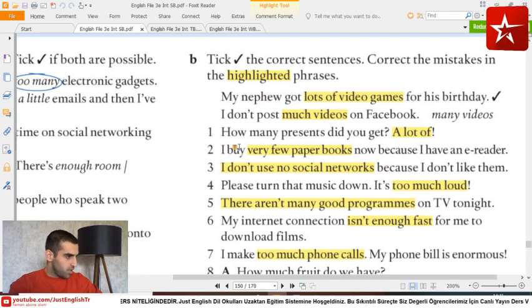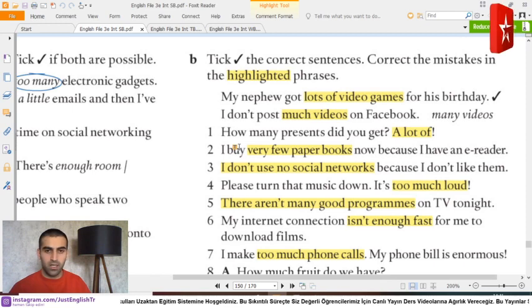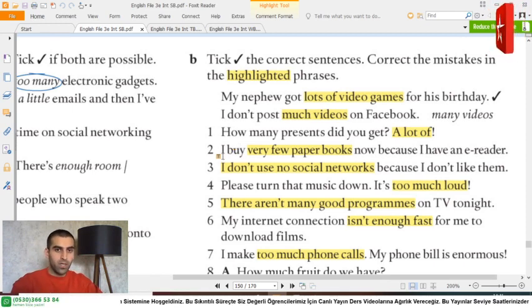Yes, we can use a few, but the meaning is different. We use few with countable, a little we use with uncountable noun. Yes, Mustafa, Zihat Aktaş, thank you. Thanks so much for your answers. They are correct. What about number 3?